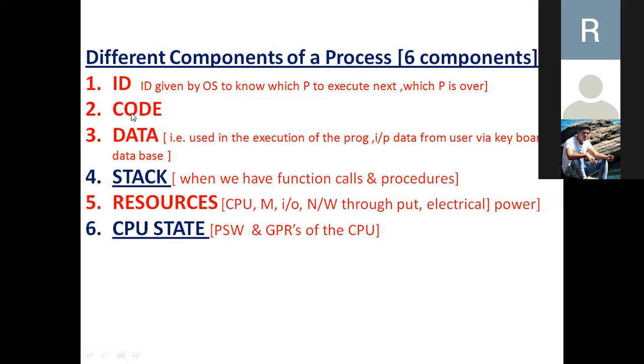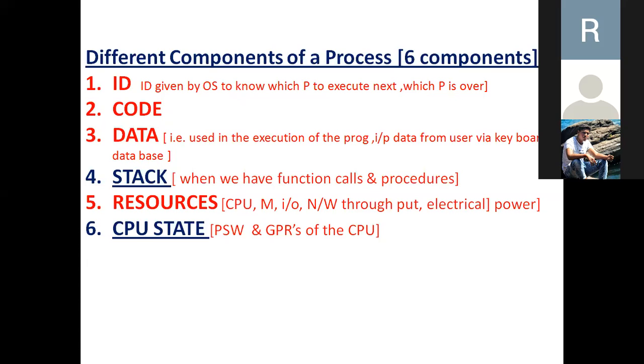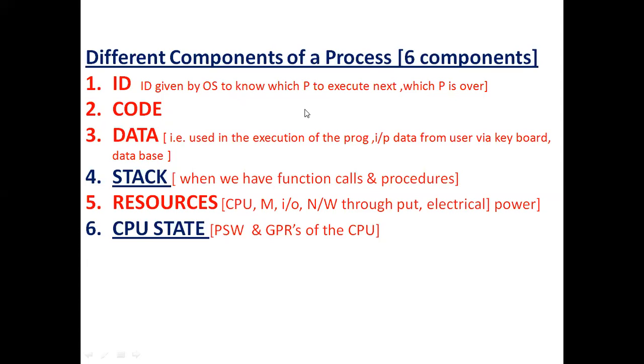So what is a code basically? Code is the program or set of instructions that you write. That is the code of the process. Every process will have some program. So again, what is a program? A program is a set of instructions to achieve a particular task. That is the second component of the process, the code. The third one is the data.